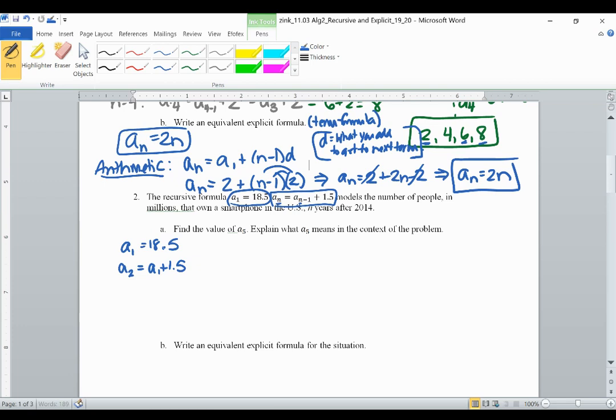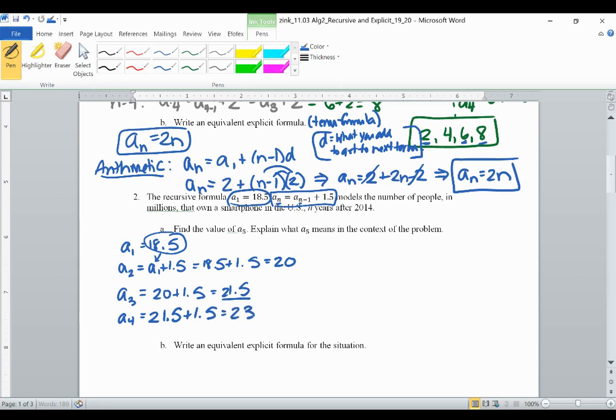So I'm taking this term right here and adding 1.5. So that'll give me 20. Now for a sub 3, I'm going to take my term before, so 20, and add 1.5 to that. And I get 21.5. For a sub 4, I take the term I just got, so the term before the fourth term, that's the third term, and add 1.5 to that, get 23.